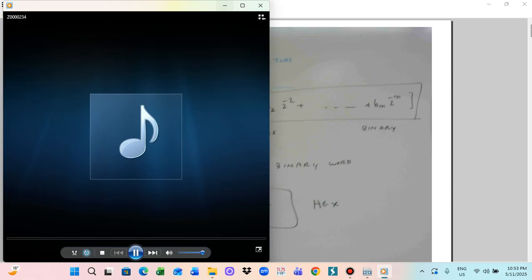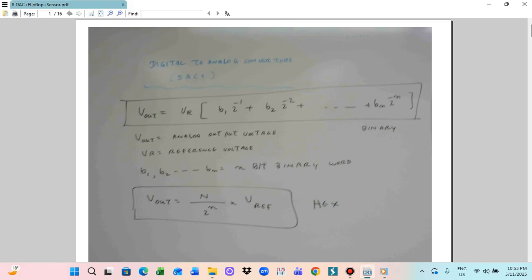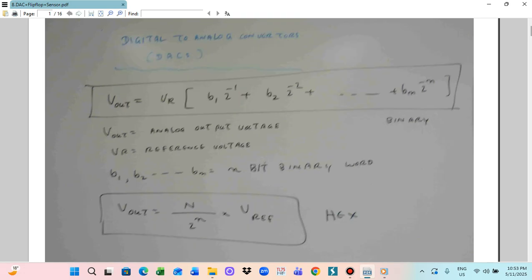Today's topic is the digital to analog converter. In the last video, I gave you the analog to digital conversion, where we use the digital signal for control. In that case, we have to install various AND gates, OR gates, and NAND gates to get the required output digital function.